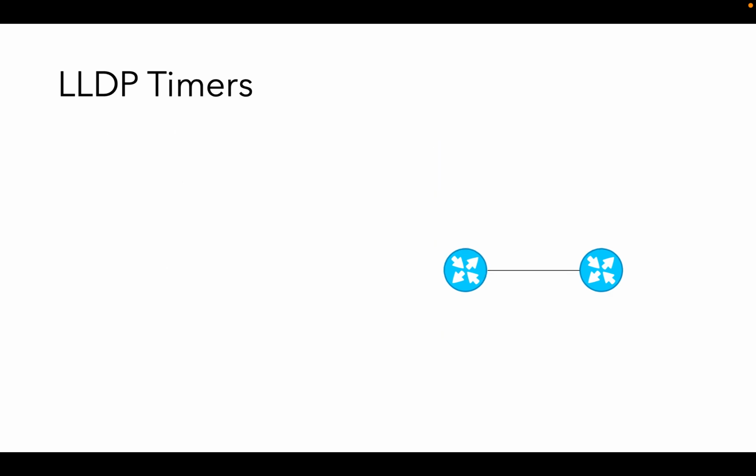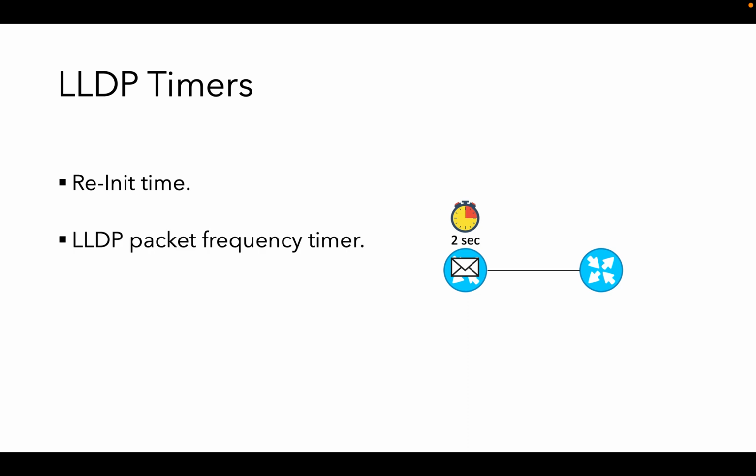Then let's look at LLDP timers. There are three different timers in LLDP, starting with re-init time. When LLDP is initialized on any device or any interface, there is a delay time, and that defaults to 2 seconds. Then we have the LLDP packet frequency timer. It is the interval at which the device sends an LLDP update to the neighbor, and the default is 30 seconds. Then we have hold time. It is the duration that a receiving device should maintain LLDP neighbor information before aging it out. If the timer expires and no LLDP packet is received, the neighbor information is wiped out, and it defaults to 120 seconds.